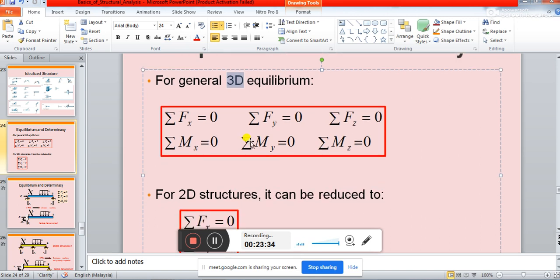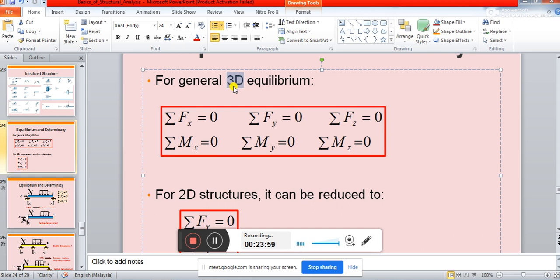On top of that, the summation of the moments in the x direction should be equal to 0, moments in the y direction should be equal to 0, and moments about the z direction should be equal to 0. So, moment about x, moment about y, and moment about z, all the 3 moments will be coming in a 3D equilibrium. Okay? So, 3D equilibrium is a little bit complex.